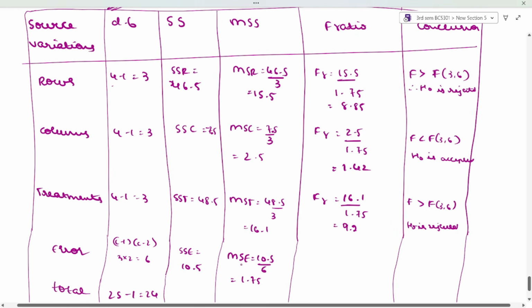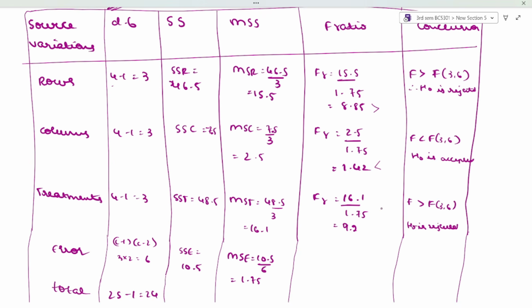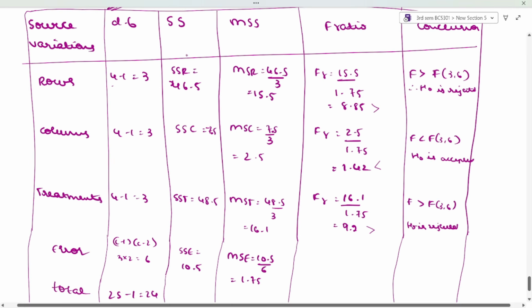You will take the minimum value, that is here 1.75, and divide it. Next you will compare: if it is greater, it is rejected; if it is lesser, it is accepted. Here it is greater, so it is rejected. This is only about the Latin square design.